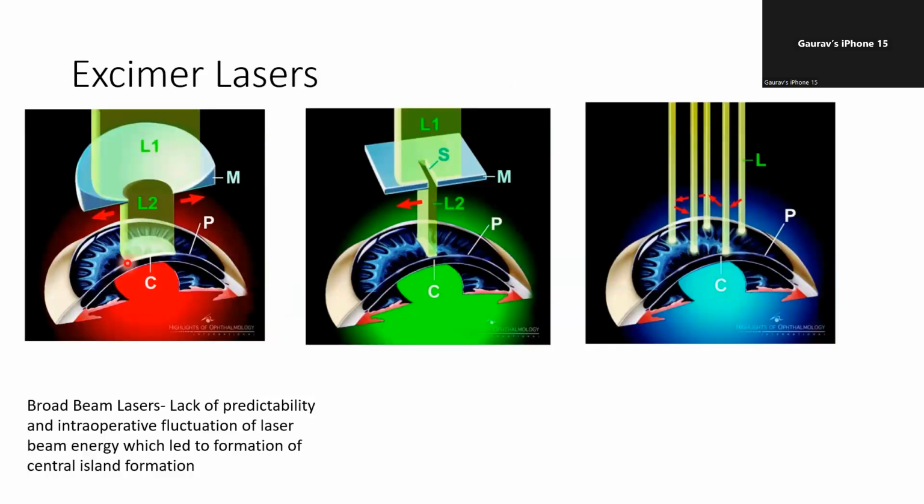In this example, what I'm trying to show is that the image on the left shows the primitive broad beam laser. The disadvantage with the broad beam laser was that there was a lack of predictability, and there was a lot of intraoperative fluctuation of laser beam energy, which essentially led to formation of central islands, or untreated areas. The latest machines work on these two principles. This is the scanning slit laser beam, and this is the flying spot laser beam.